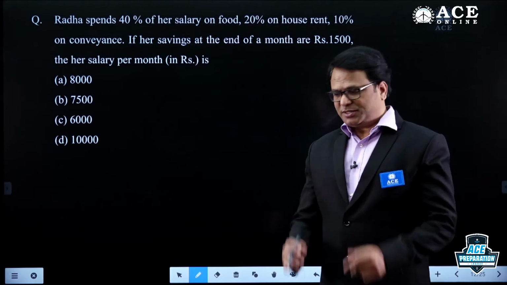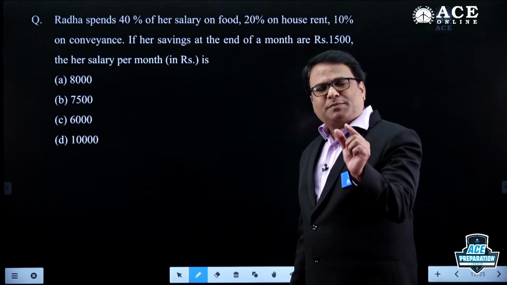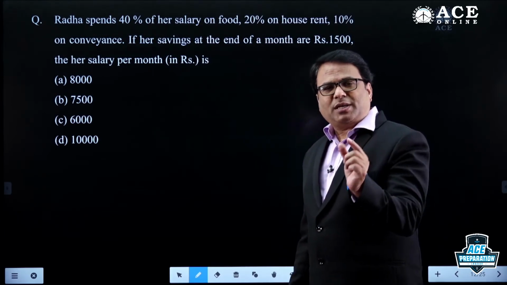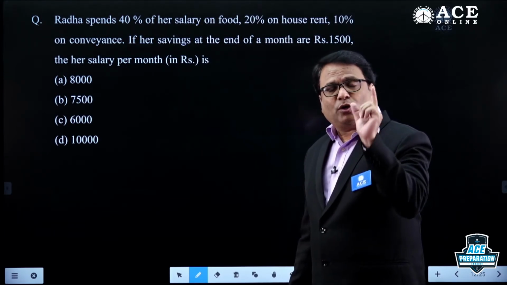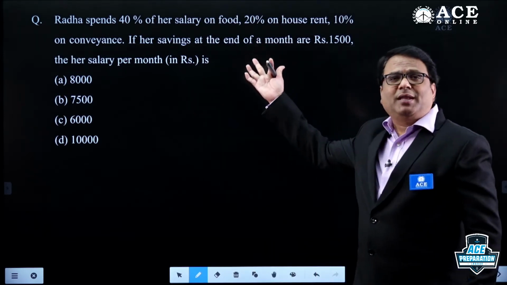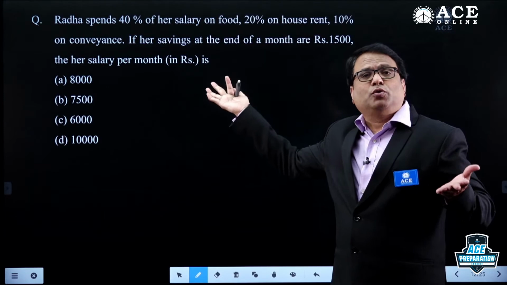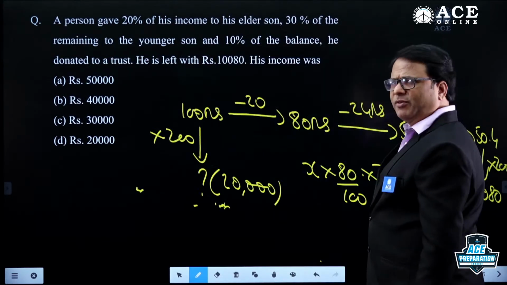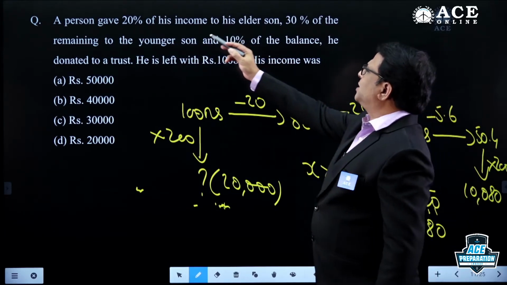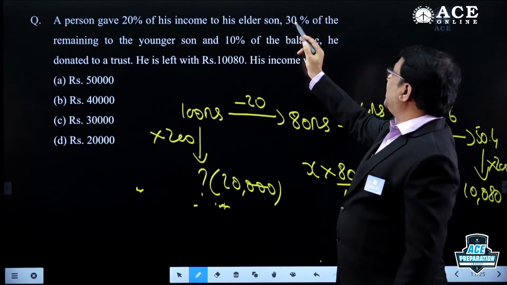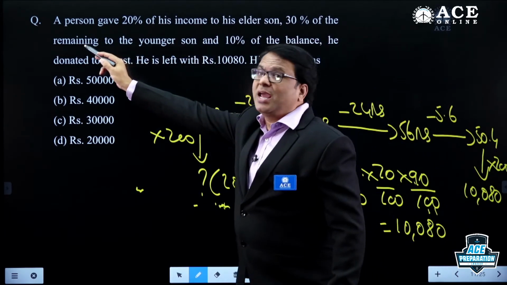I tell you the difference. Here, in this problem, every expenditure is directly calculated on income, because words like remaining and balance are not used here. If you look at the previous problem, you can see 20% of his income is given to the elder son. Next, younger son, 30% of the remaining.